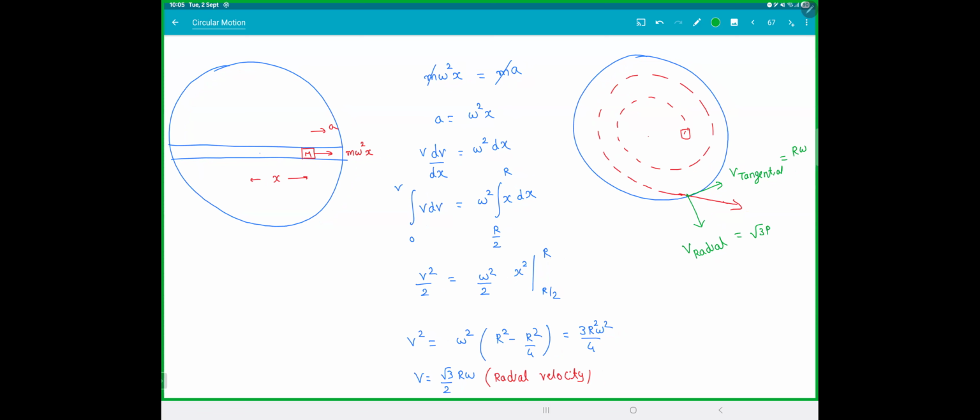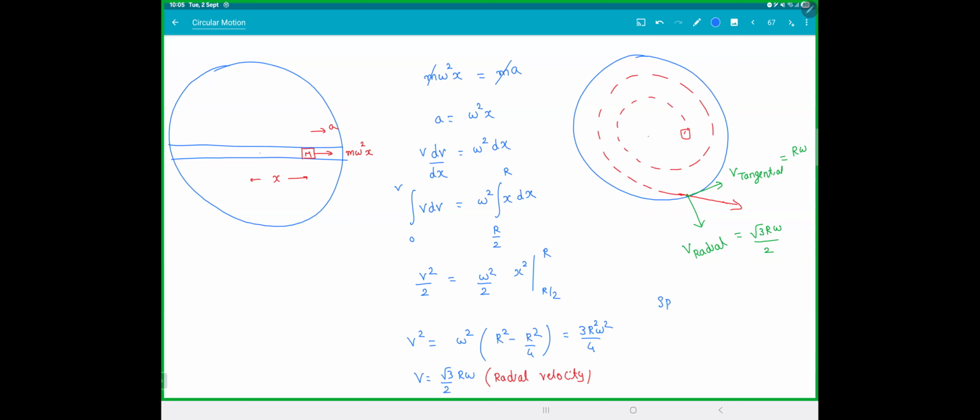What is your v radial? Root 3 r omega by 2. You can try this and see. If you put something on your fan cup blade and switch it on, it won't come out along the radial direction. It will actually fly at an angle. So this particle, when it comes out, it has two speeds, one a tangential speed and one a radial speed.